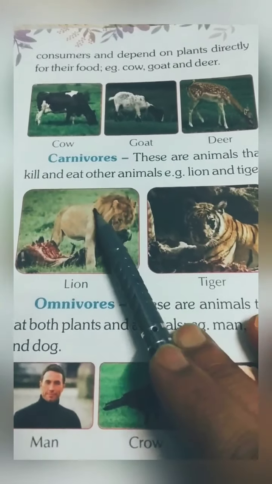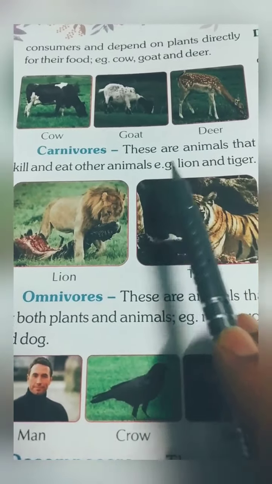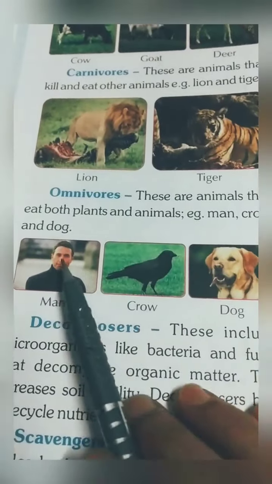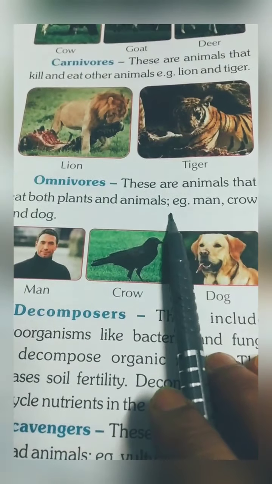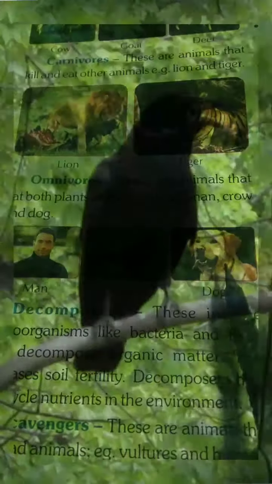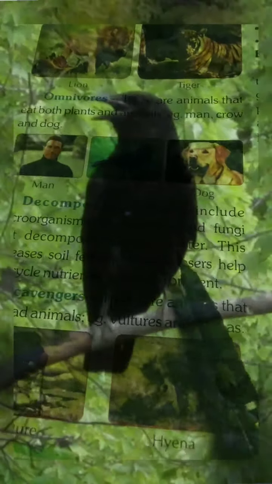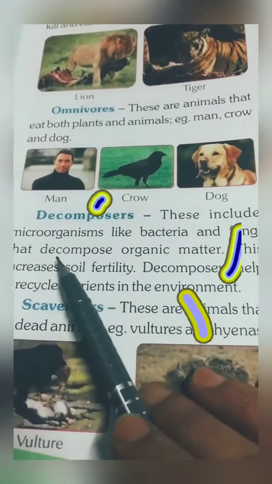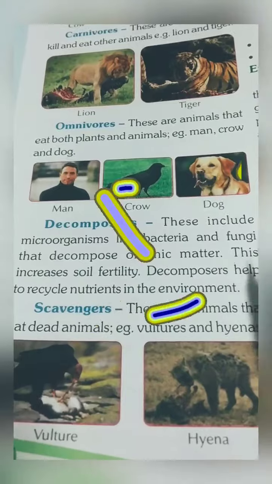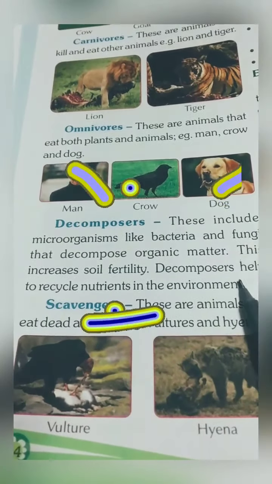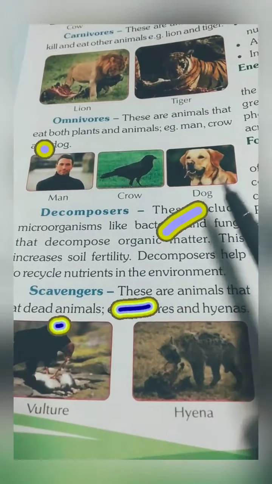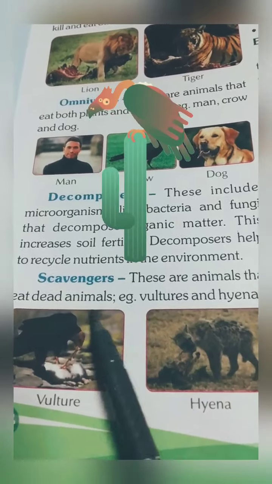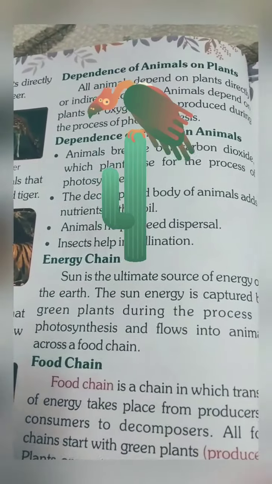Carnivores. These are animals that kill and eat other animals, for example lion and tiger. Omnivores. These are animals that eat both plants and animals, for example man, crow, dog. Decomposers. These are microorganisms like bacteria and fungi that decompose organic matter. And this increases soil fertility and decomposers help to recycle nutrients in the environment. Scavengers. These are animals that eat dead animals, for example vulture and hyenas.